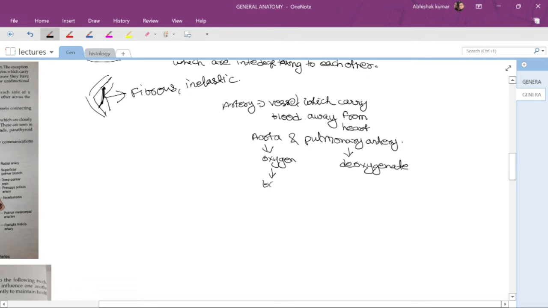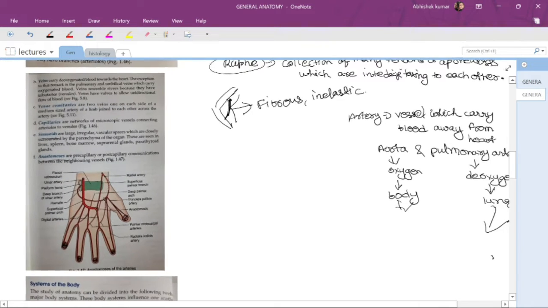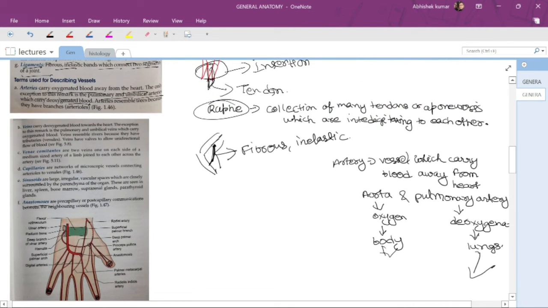This is supplying to the body, and this is supplying to the lungs, and then it comes by the pulmonary vein to the heart. Just like that, the blood from the body comes to the heart through the vena cava, inferior and superior. Arteries resemble trees because they have branches.